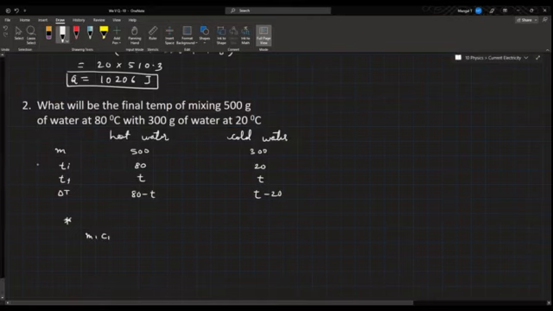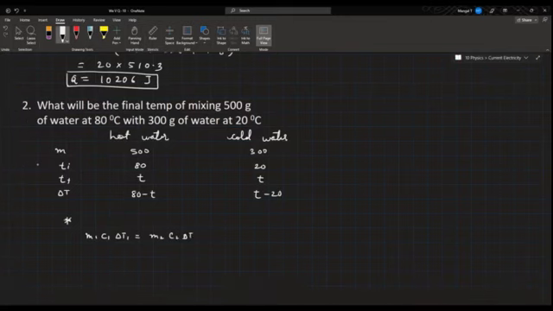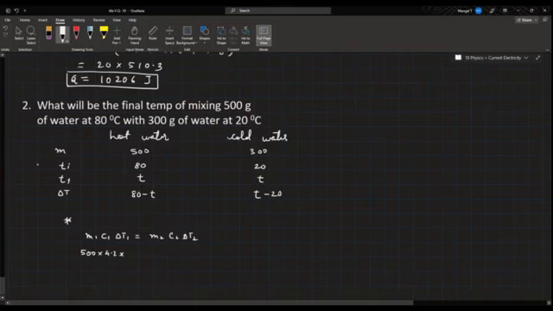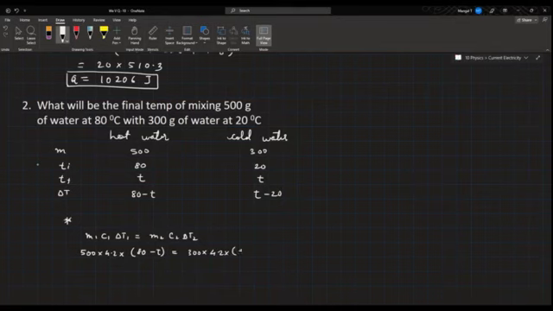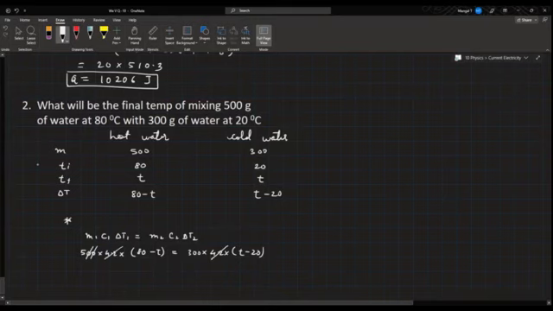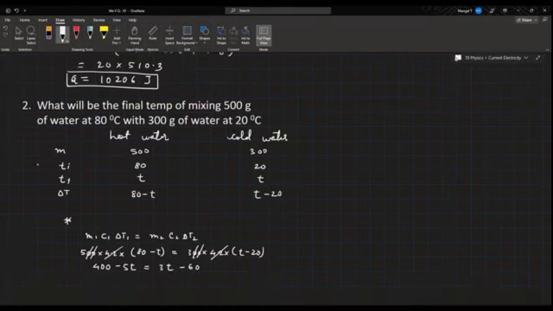So we have M1 C1 delta T1 is equal to M2 C2 delta T2. So that is 500 into 4.2 into 80 minus T, and this is 300 into 4.2 into T minus 20. So this gets cancelled. I can cancel these two zeros. So 5 8s are 40, and this is 3T minus 60.